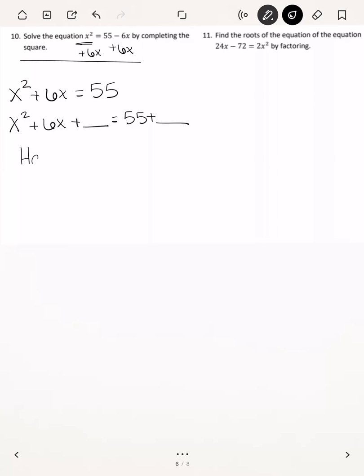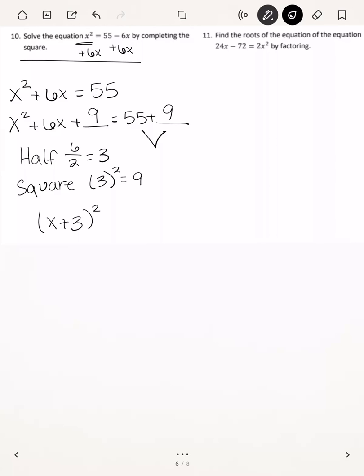I take my half term. What is 6 divided by 2? It's 3. Would have never guessed. Then I square it. So 3 squared equals 9. So I add a 9 here, add a 9 here. Then I go to my handy dandy shortcut where I put my variable, my half term, and then I add these two terms. So 55 plus 9 gives me 64.